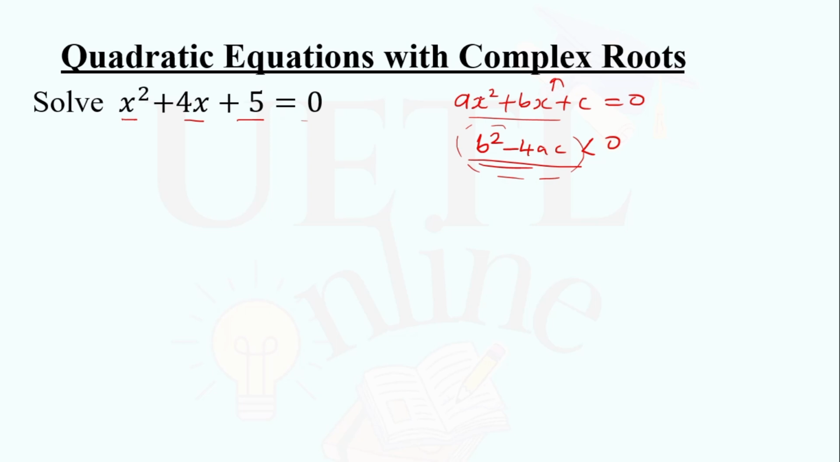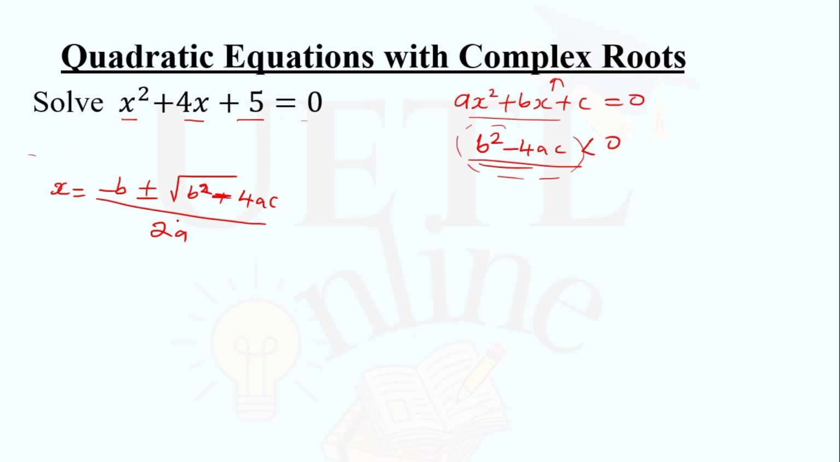Let's see how we find those roots. In this case we're going to be using the quadratic formula, so make sure you remember it. The quadratic formula says that x equals minus b plus or minus the square root of b squared minus 4ac, all over 2a. This is the quadratic formula we are going to be using in this lecture.